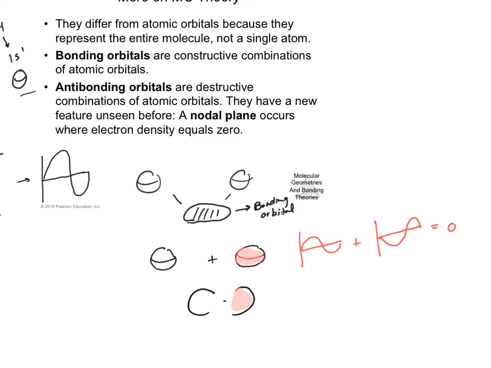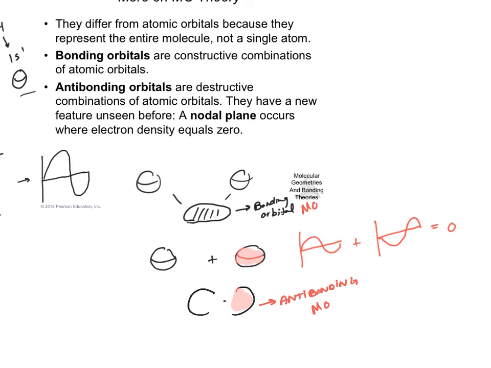So this is what we call our anti-bonding molecular orbital. This is our bonding molecular orbital. Bonding molecular orbitals develop when we have constructive interference. We've combined things in phase. Anti-bonding molecular orbitals happen when we combine things destructively, and they produce a node when we do that. They essentially go to zero where we actually overlap them, okay?